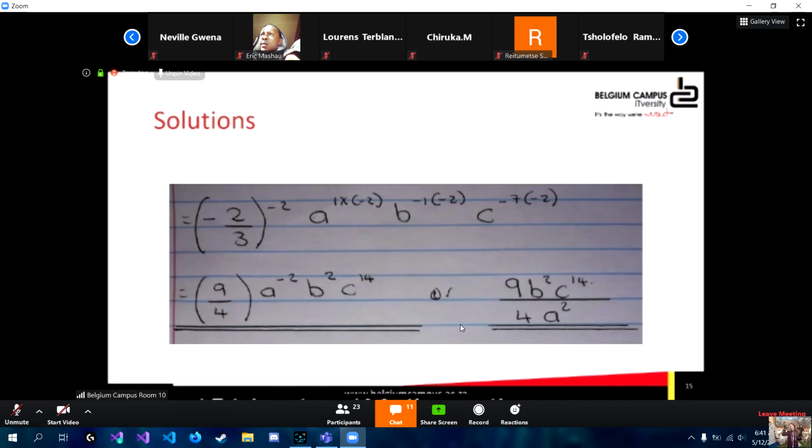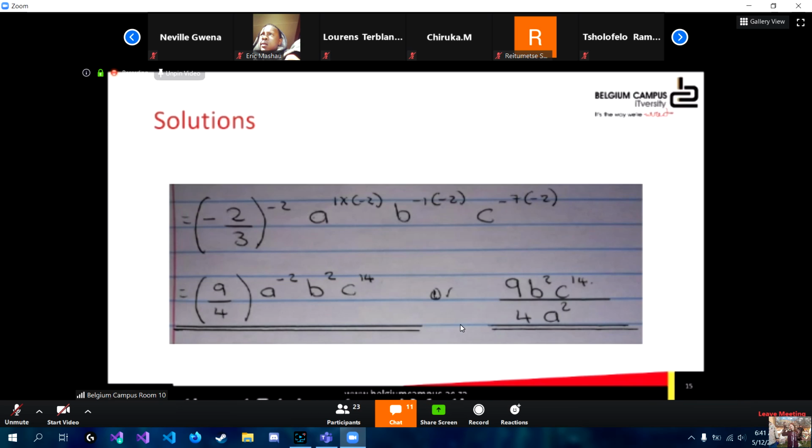Minus 7 times minus 2 becomes a positive 14. Then if you want to have positive roots only, the negatives go to the denominator, which means your answer will be 9b squared c to the power of 14 over 4a squared.